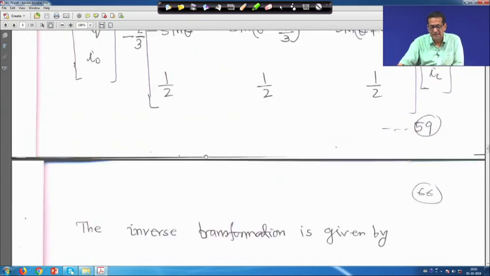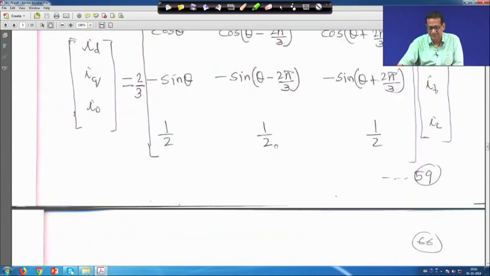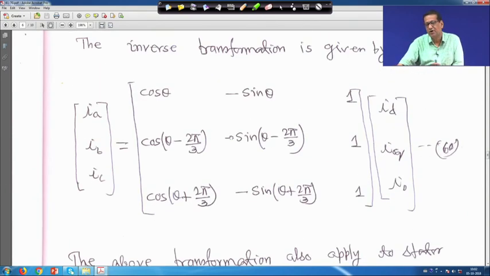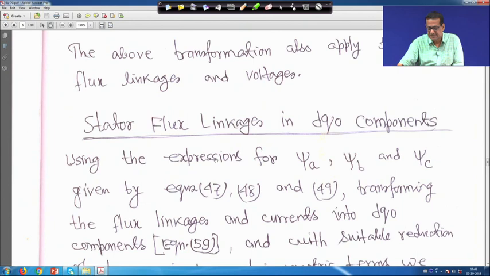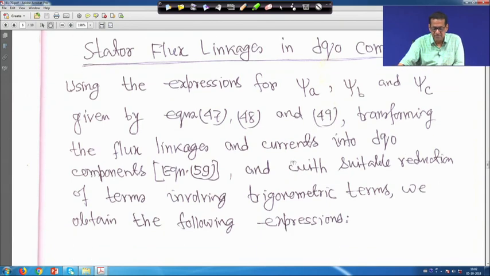If you take the inverse of this matrix, the above transformation also applies to the stator flux linkages and voltages. This is the same for stator flux linkages as well as voltages. Using the expressions for psi A, psi B and psi C given by equations 47, 48 and 49 that we have seen, transforming the flux linkages and currents into DQ0 components, and with suitable reduction of the trigonometric terms, we obtain the following expression.